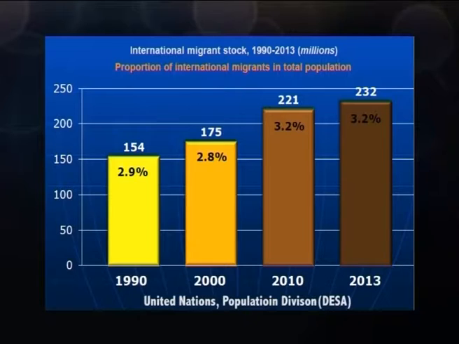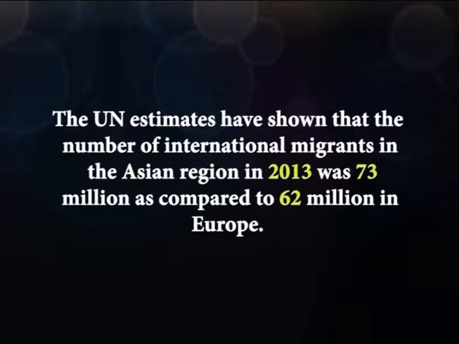Though a big majority of the international migrants move to the developed economies, the migration within the developing economies is also considerable, and thus migration takes place not only from the south to north but also from south to south. The UN estimates have shown that the number of international migrants in the Asian region in 2013 was 73 million as compared to 62 million in Europe.